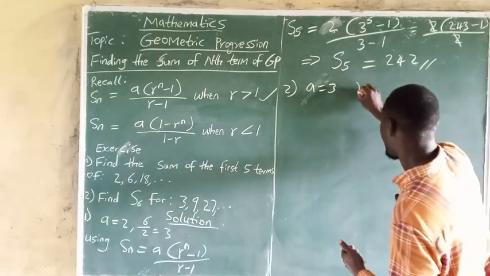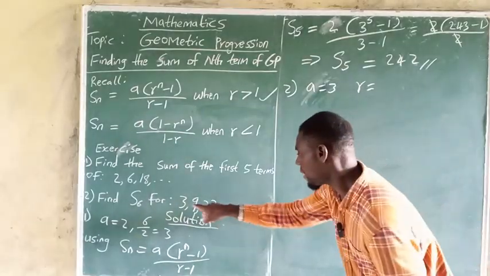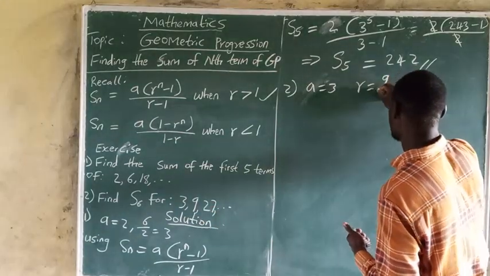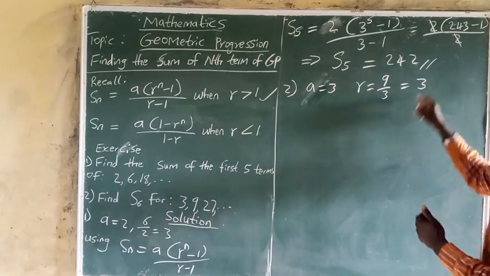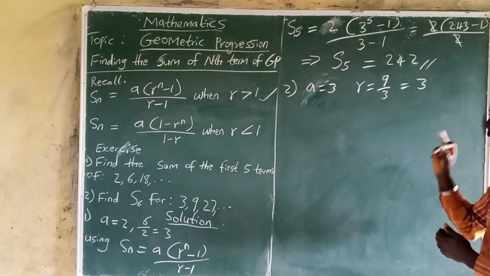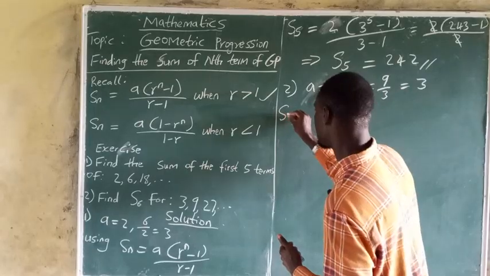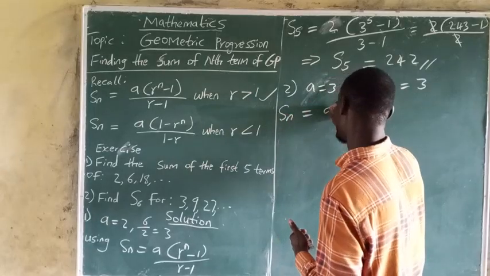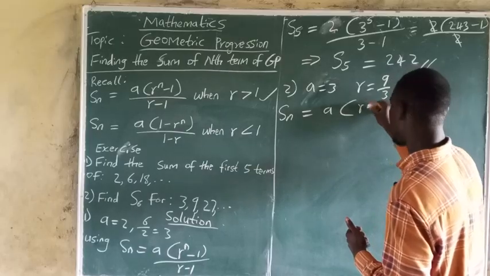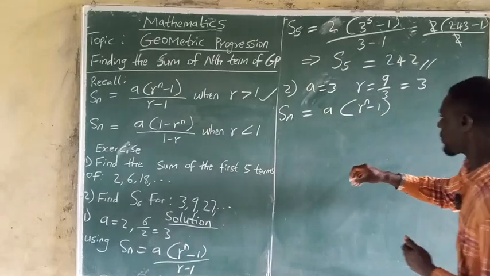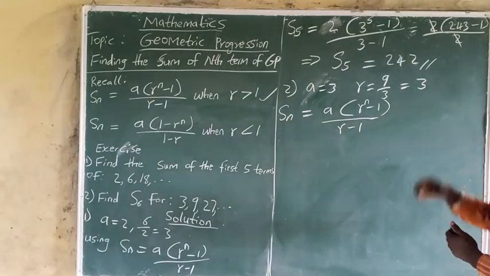And then our R will be 9 divided by 3, or 27 divided by 3. So 9 divided by 3 will give us 3. Very good. Now, 3 is greater than 1. So we are still using the first formula. That simply means S of n is equal to A, bracket open, R raised to the power of n minus 1, divided by R minus 1. Very good. Now, let's substitute.